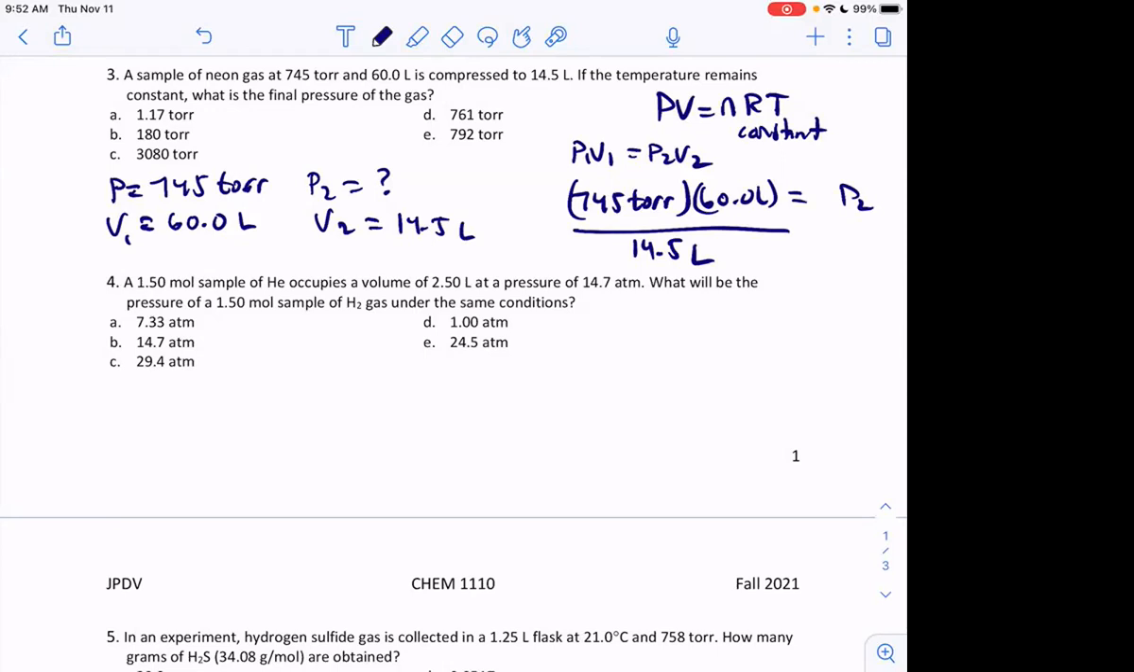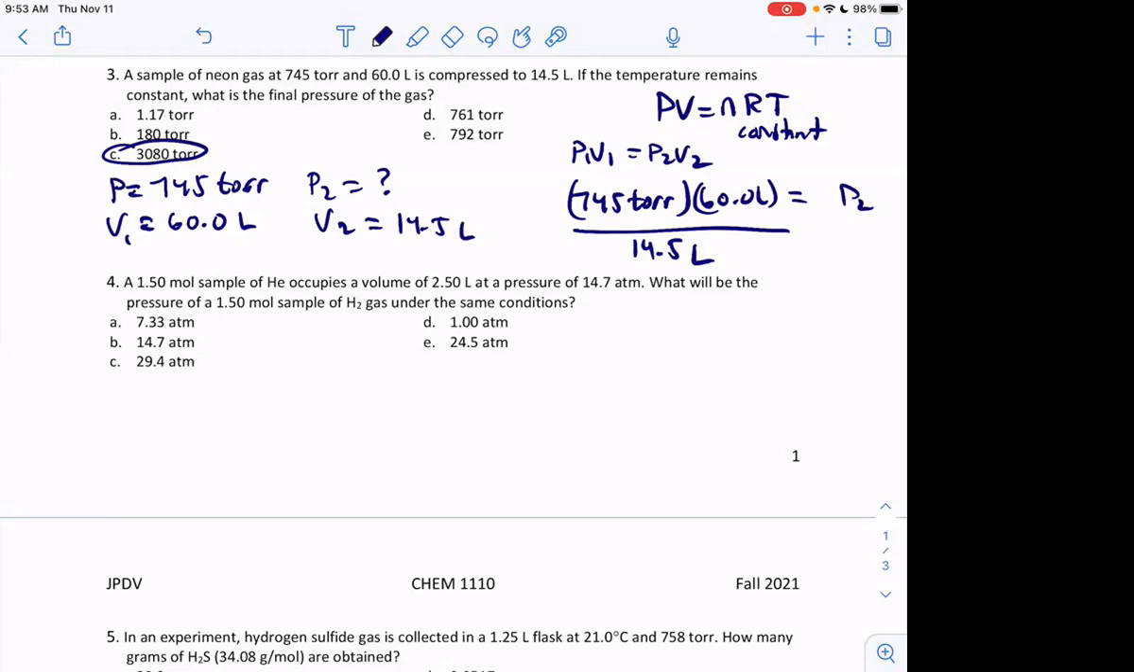Let's double check. 745. It should increase substantially. This is roughly 1/5 of the volume, a little bit less. So pressure increasing by 4 or 5 times. 7 times 4 is 2,800. That makes sense. You've got about 3,000 torr.